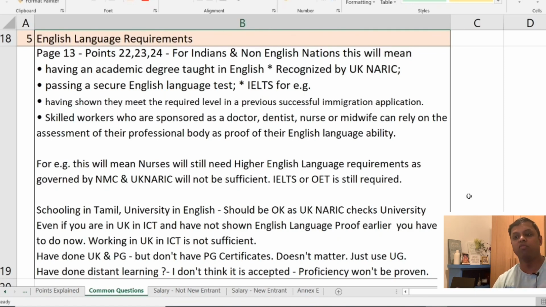So a few people had asked that I've done schooling in a different language like Tamil or Hindi or for that example, but university was in English. That should be okay because UK NARIC only checks the university.